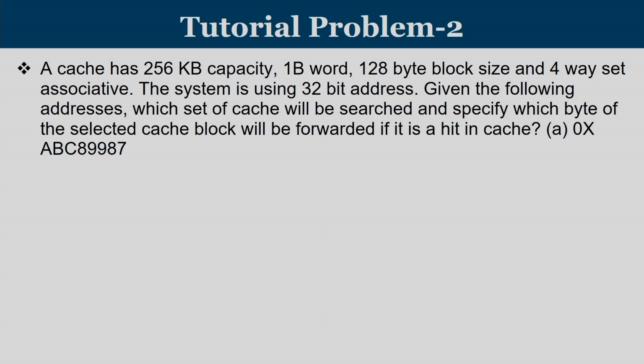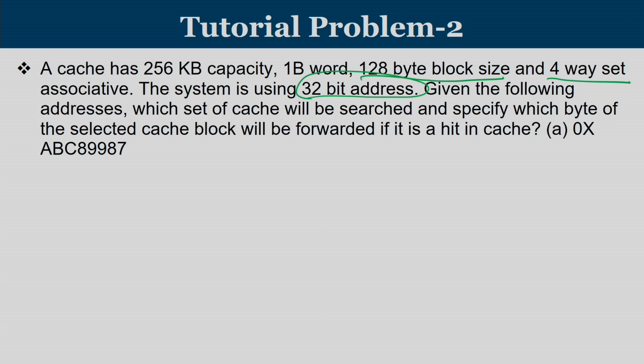Moving on to the next problem: a cache has 256 KB capacity with 1 byte word. So, one word is 8 bits. It is using 128 byte blocks. It is 4-way associative. The system is using a 32 bit address, so the physical address is 32 bits. You have 2 power 32 locations in your main memory. Given the following addresses, which set of the cache will be searched, and specify which byte of the selected cache block will be forwarded if it is a hit in the cache.